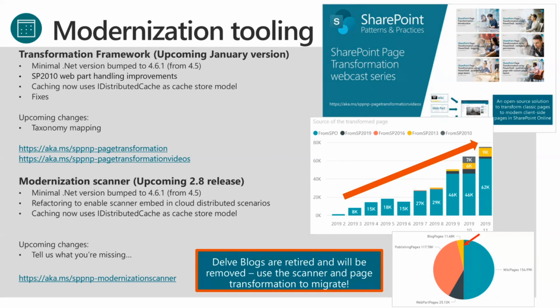For the scanner, the modernization scan, we are at 2.7 today, so the next one will be 2.8. I don't have an ETA on when that will be released, but the changes currently are quite minimal. The .NET version bump, and then the main thing is the refactoring for using the scan in a distributed scenario again, including the caching and including some internal refactorings that went on.